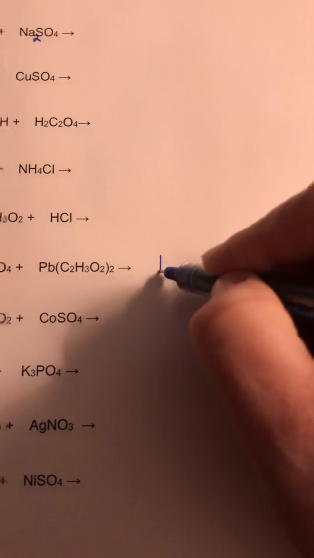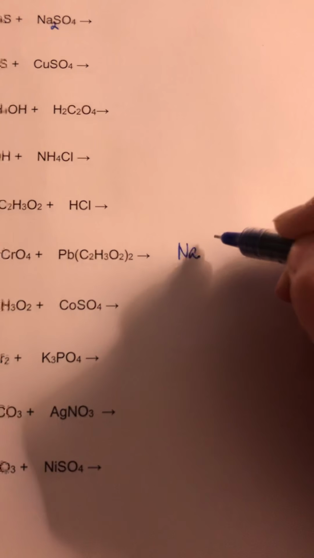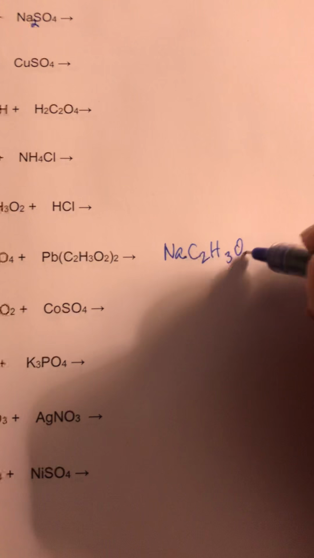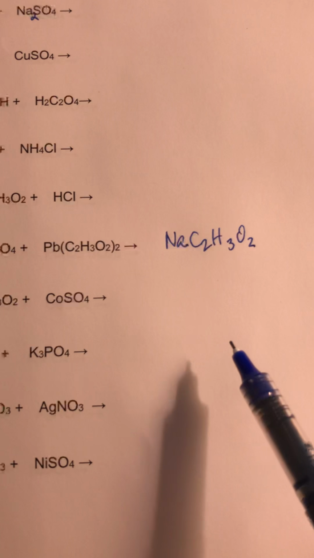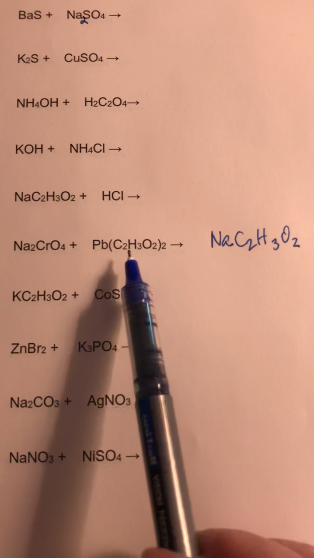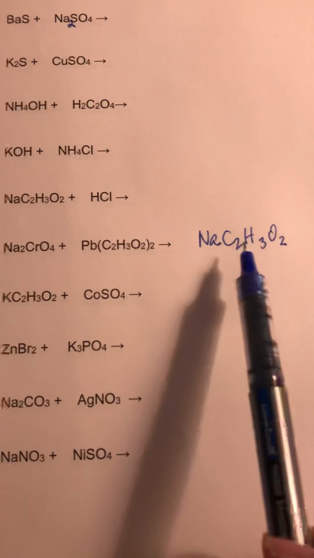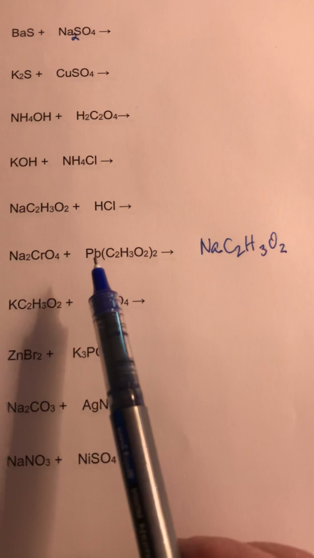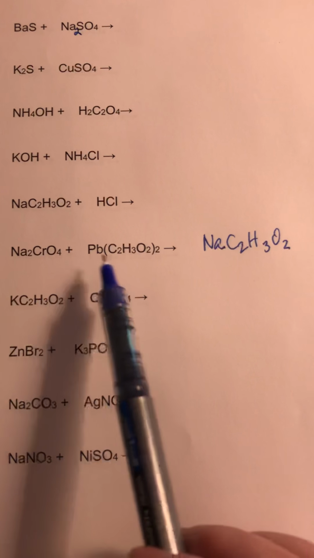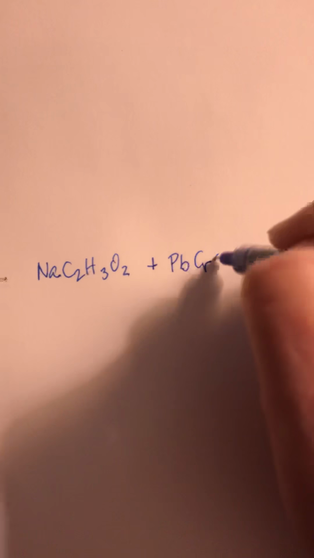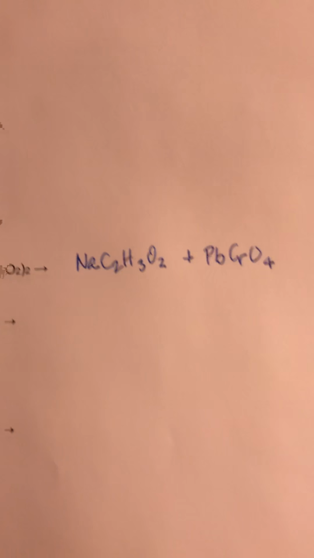So the formula will be written with 1 sodium and 1 acetate. Even though there's a 2 with this, that's a -1 and that's a +1, so you only put 1 of each together. And that leaves the lead, which we identified as +2, attaching to the chromate, which is -2. So we'll have PbCrO4.